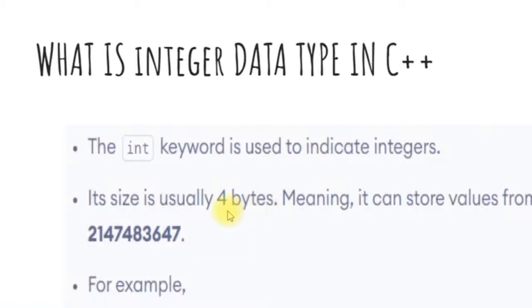It will be 4 bytes. Next, meaning we can store values from negative of this number to this 2147483647. So this is the entire range of values that we can store inside our integer type variable. So I hope you are very clear with what is the integer data type and how do you declare integer data type variables in C++.